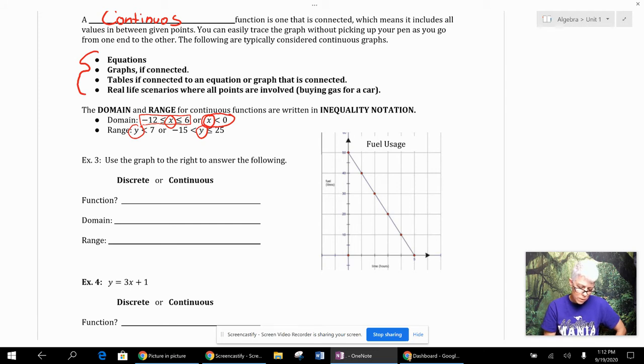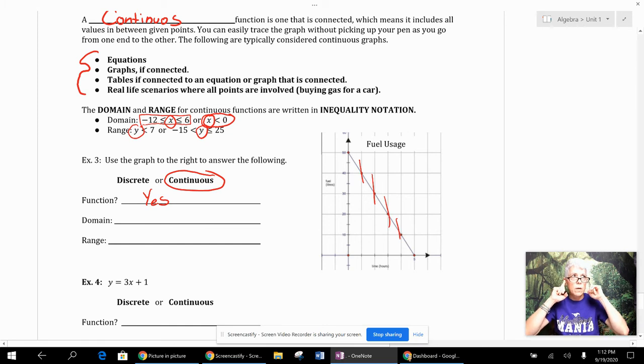So if I look at this next one, use the graph to the right to answer the following. Is it discrete or continuous? You know, it has two endpoints, but in between everything's connected. So we're going to call it continuous. Sometimes people think it has to go on and on forever to be continuous. No. If you have two dots and they're connected by a line, that's continuous. That's all you need to be continuous. Is it a function? Yes, it passes the vertical line test. So yes. The domain.